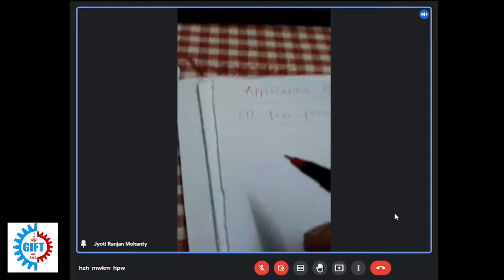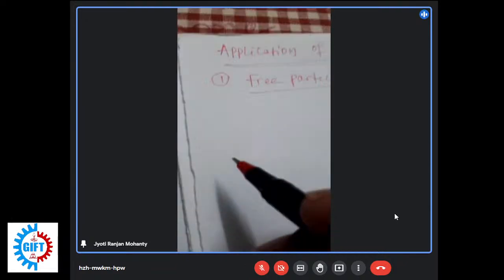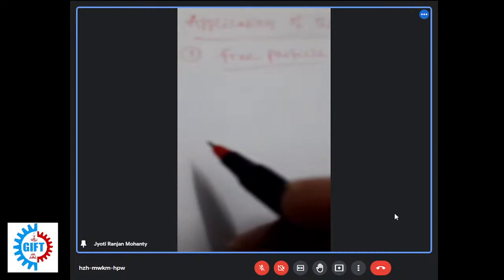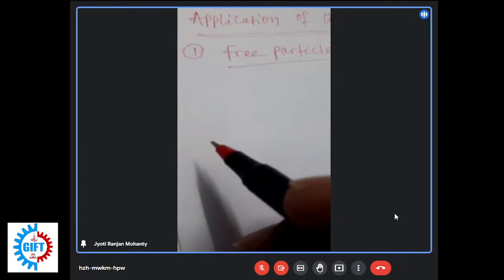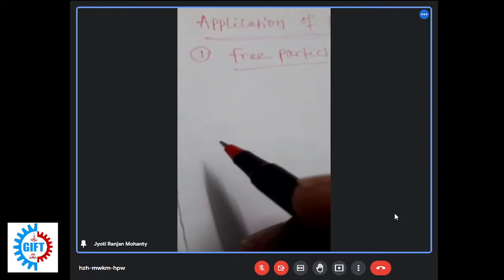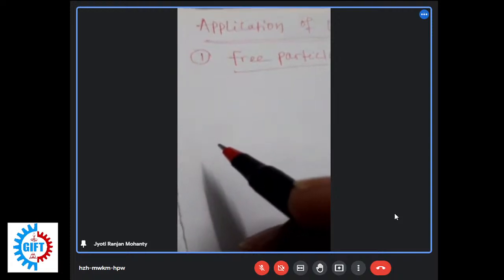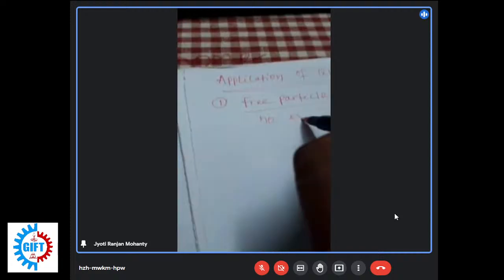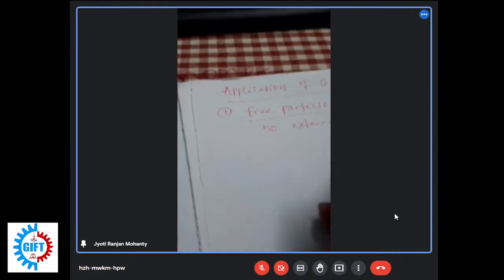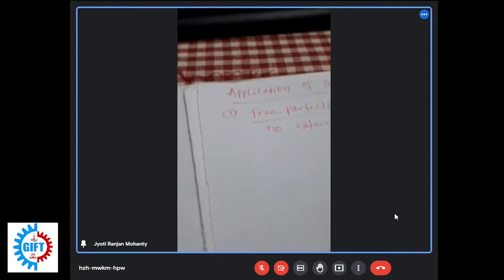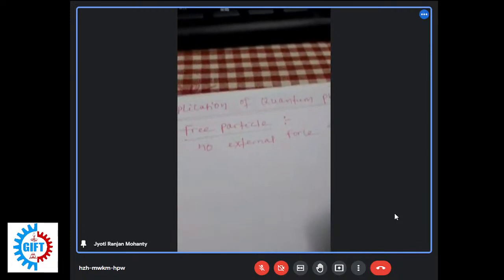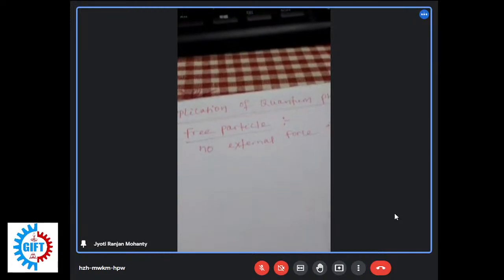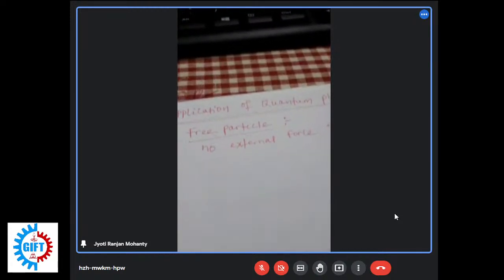So we can say, all of you note down, a particle is said to be free when no external force is acting upon it. No external force is acting upon it. Understood?